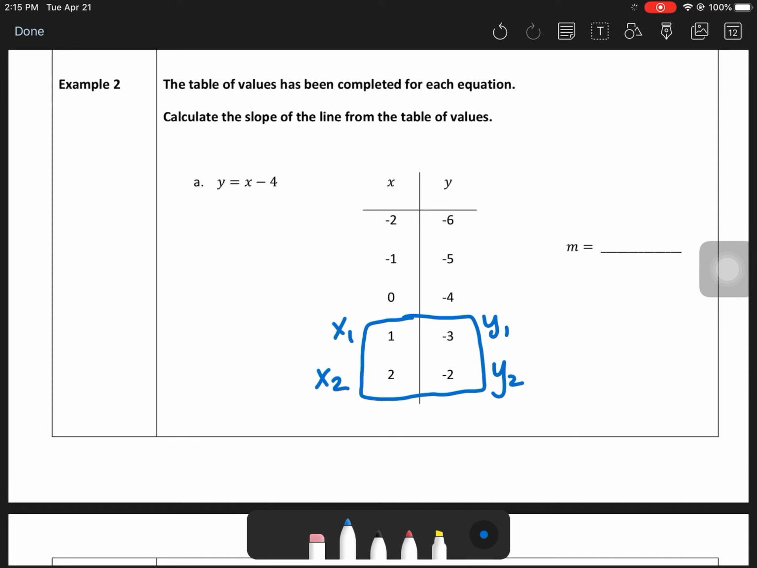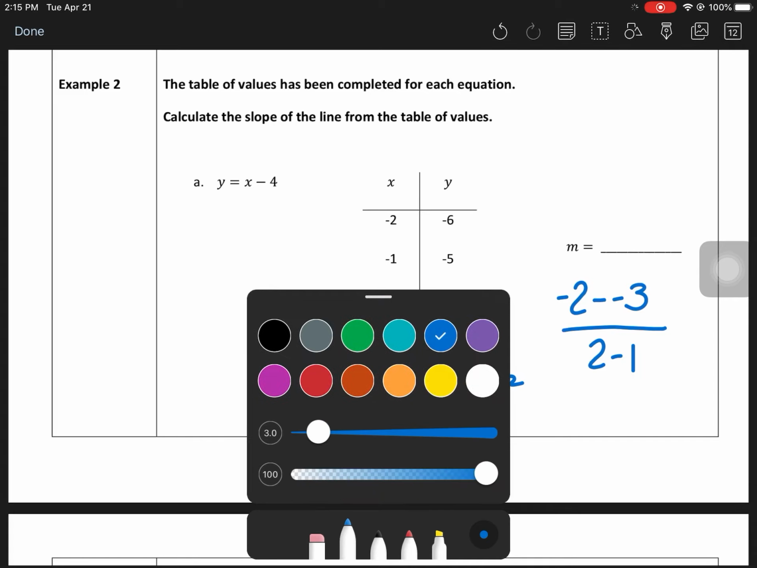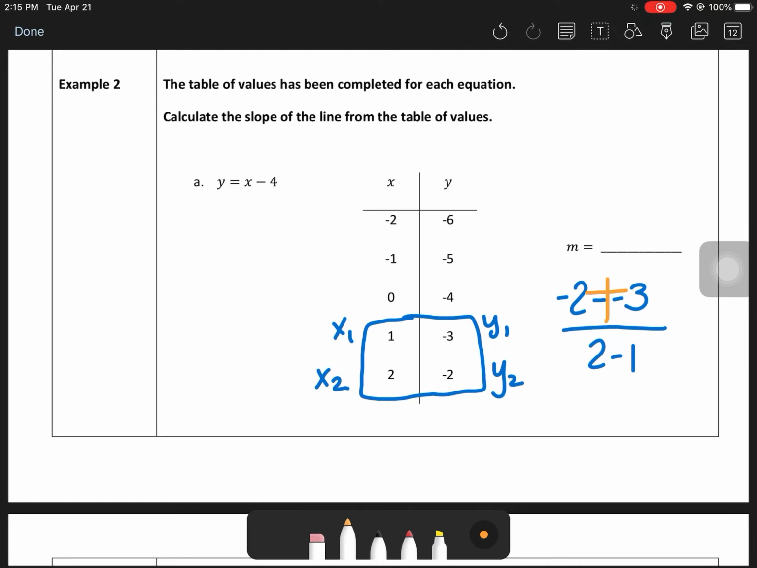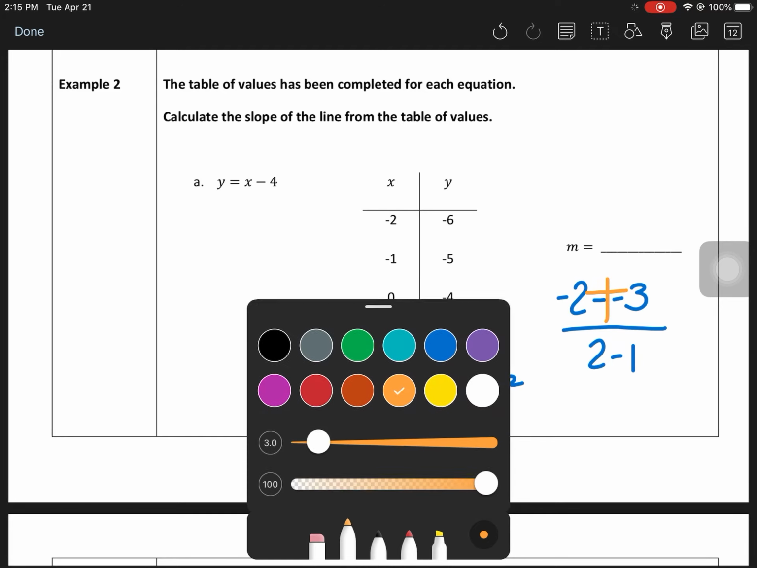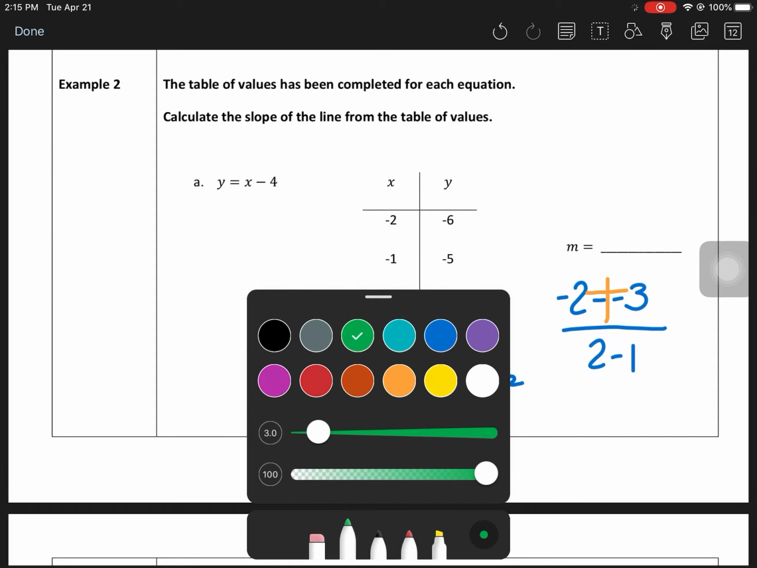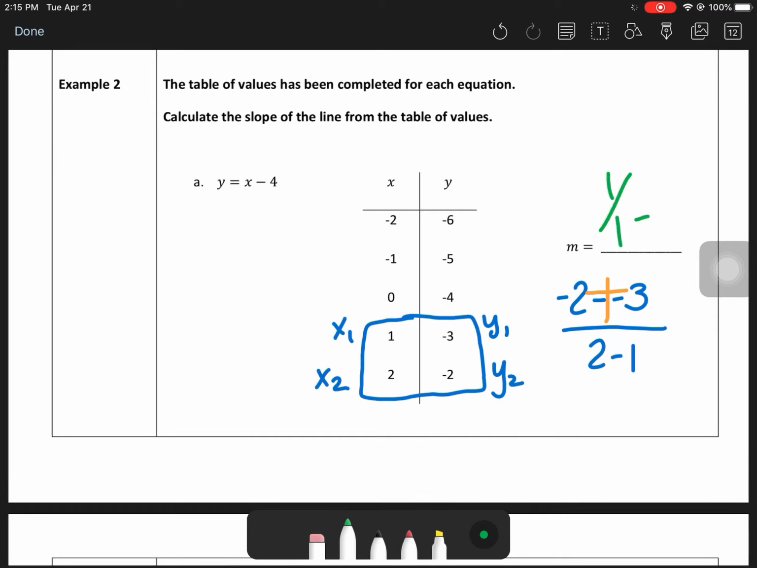So I'm going to subtract, and I'm going to take negative 2 minus negative 3, and 2 take away 1. When I do that, remember minus a negative is really a plus. So negative 2 plus 3 is positive 1. And 2 minus 1 is 1, so our slope is 1, which means that this is a positive slope. Our positive slope, remember, goes up to the right.